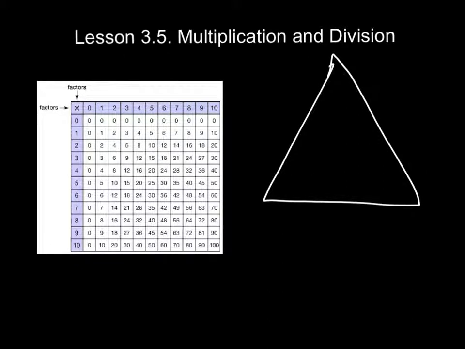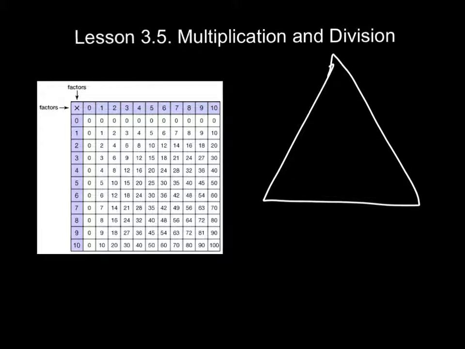In Lesson 3.5, Multiplication and Division, we're going to explore the relationship between multiplication and division and provide you some practice with division facts. On the left-hand side, you'll be reminded that you'll see a multiplication chart. The factors are in blue, and they are two numbers that are multiplied together to give you a product. You've been working on multiplication with extra math, but you can also use that for division.